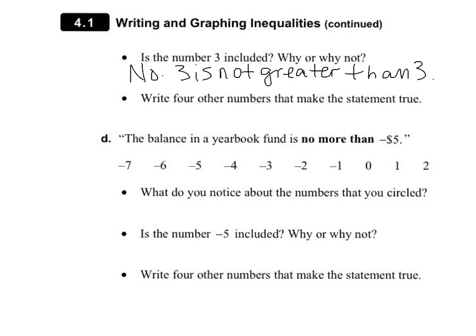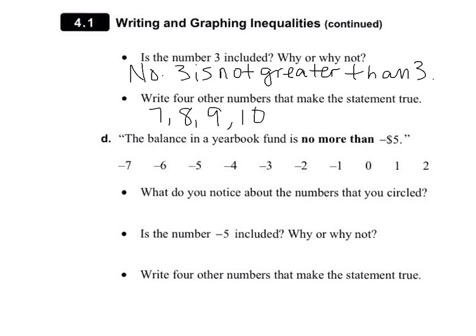And finally, we're going to write 4 other numbers that make the statement true. So we circled 4, 5, and 6. So now we're going to write 7, 8, 9, and 10.